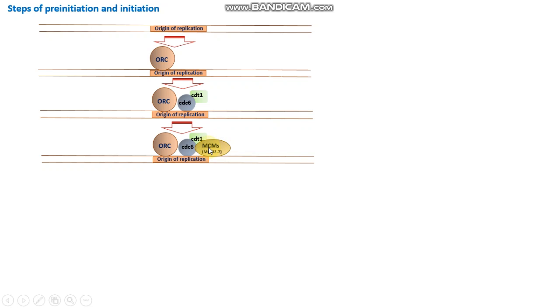This is not a single protein; it is a group of proteins, MCM2 to MCM7, so around 6 proteins are there. Upon recruitment of these proteins, this is the DNA helicase. The main role of this DNA helicase is to unwrap the DNA for DNA replication.